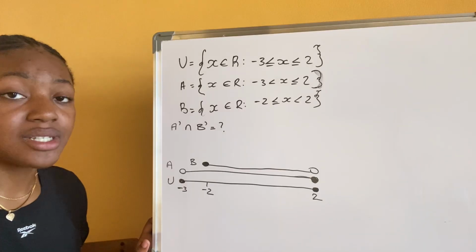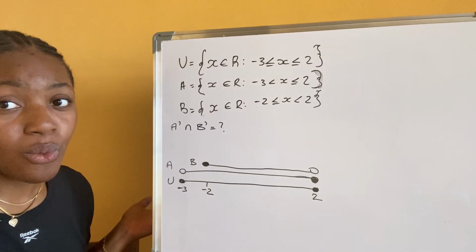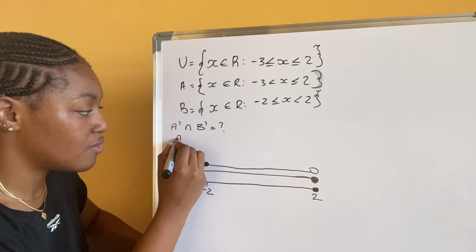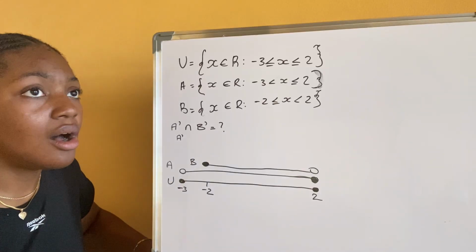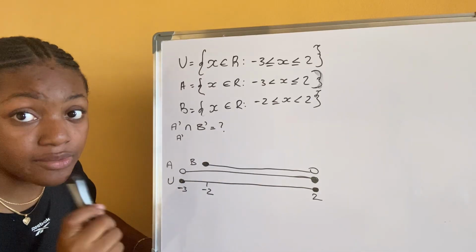And we want to find out what is A complement intersect B complement. Before we find that out, we have to know what is A complement and what is B complement. So recall that A complement is simply all the elements that are a part of the universal set that are not a part of A.